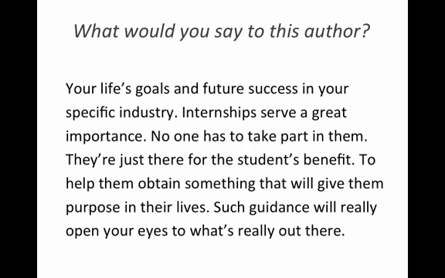Our other fragment starts with "to help them obtain something that will give them purpose in their lives." It would be really easy just to piggyback this on the sentence before. They're just there for the student's benefit to help them obtain something. What would you tell this author to do? Would you say fragment, fragment, fix it? Join it to this sentence, join it to that sentence, add this kind of verb?